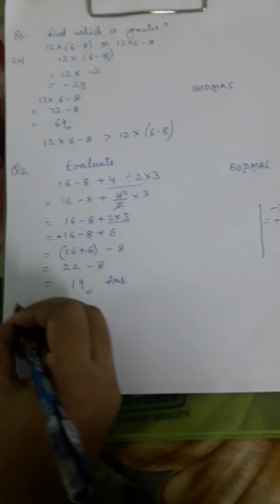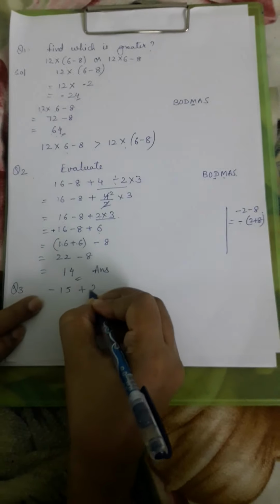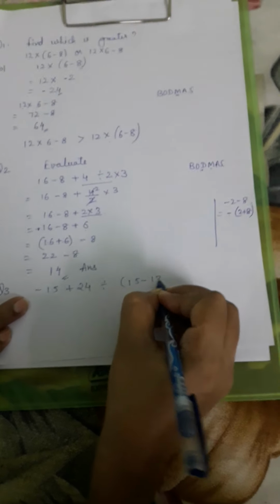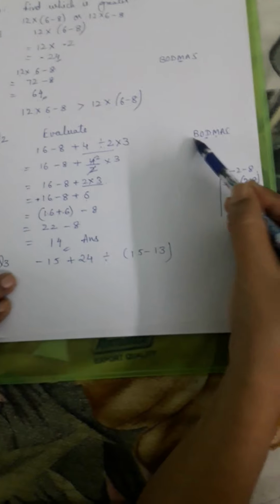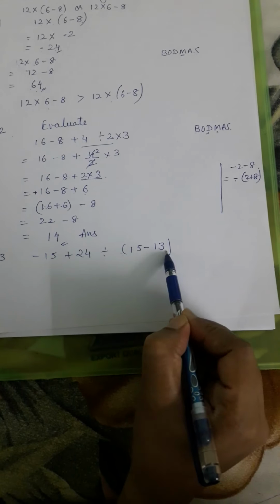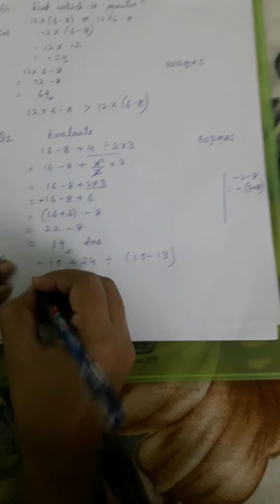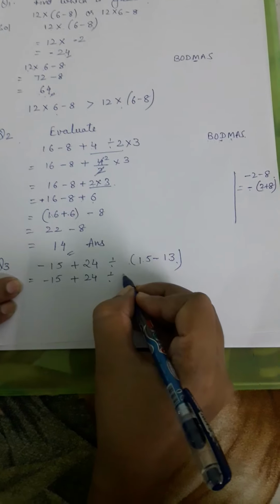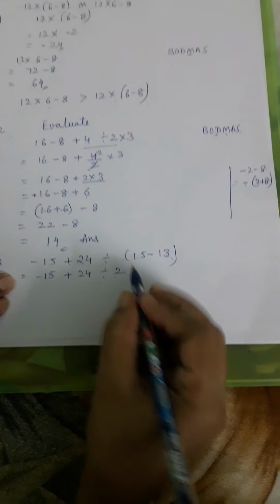Question number 3. Again you have to solve. I'll give you a question which has a bracket now, a simple bracket. So BODMAS means first you solve this bracket, then we will solve divide. Minus 15 plus 24, rest you write just like this. What is 15 minus 13? It is 2. The answer of this is 2. First we solve the bracket.